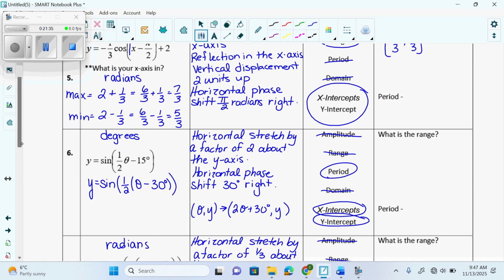All right. This one, nothing. Our midline is 0. Our max, or this amplitude, is 1. So what is our range? Negative 1 to 1.